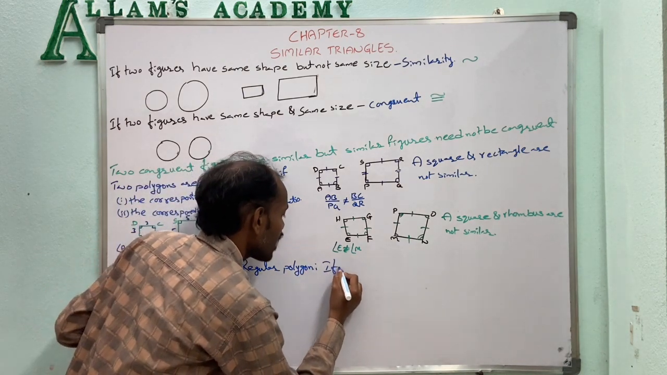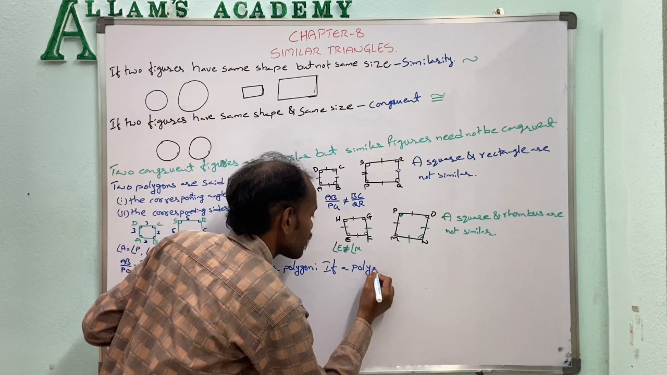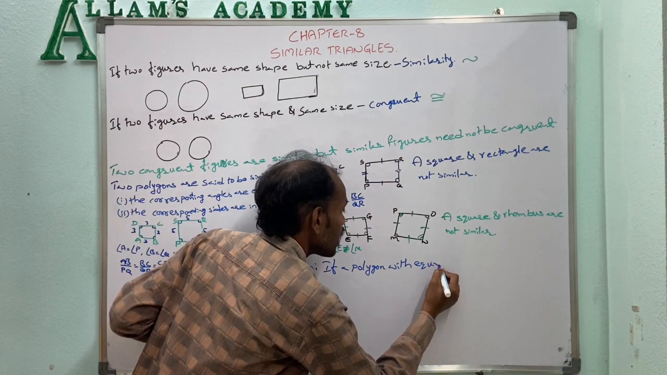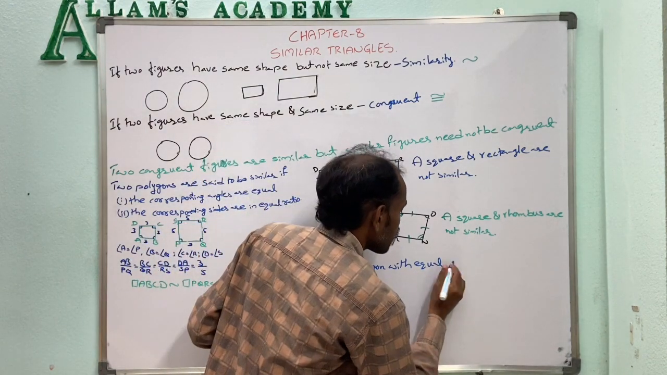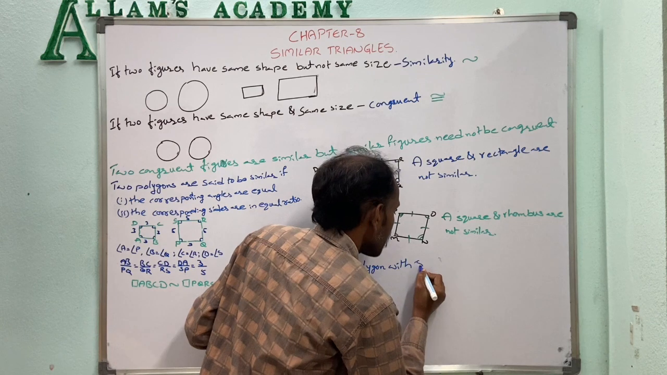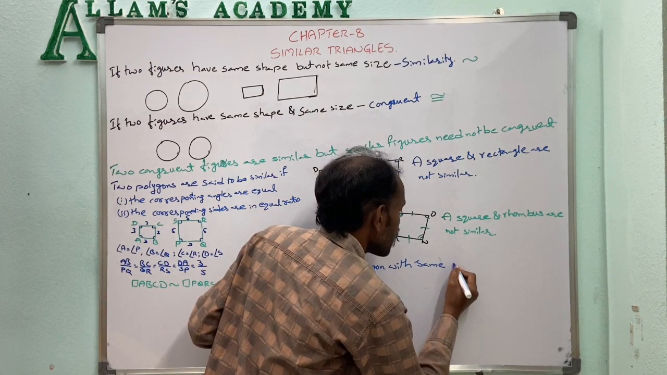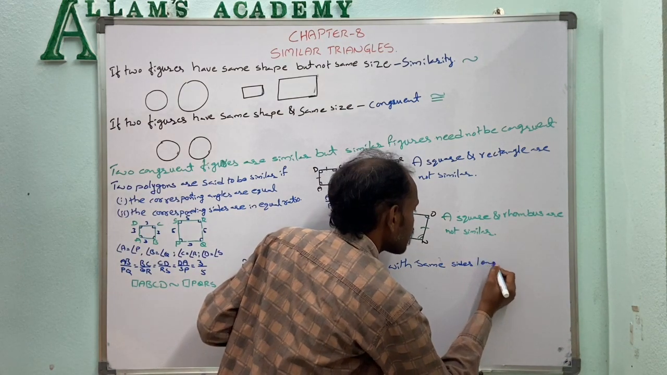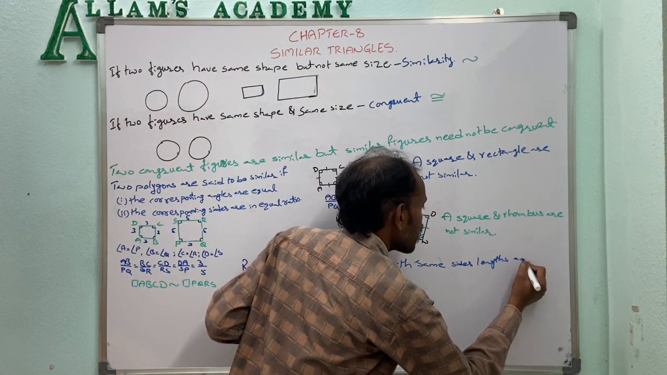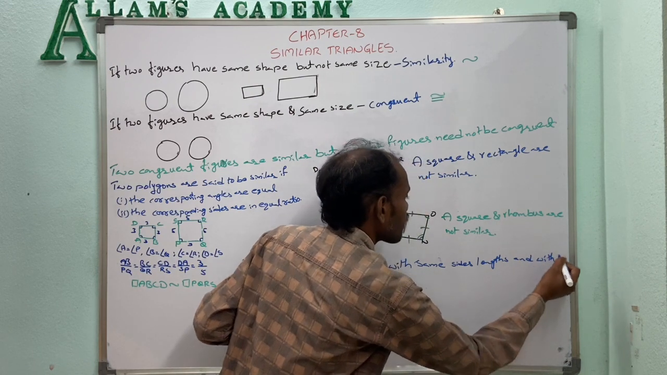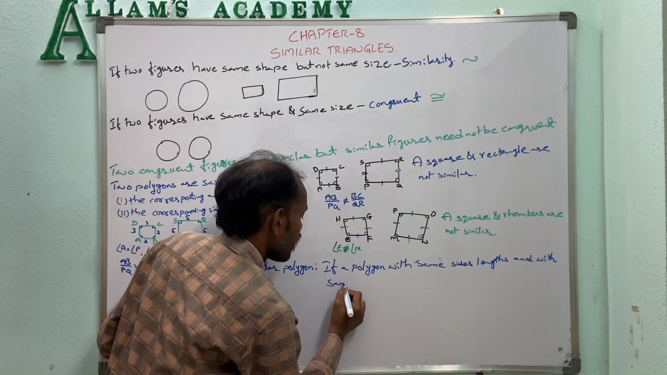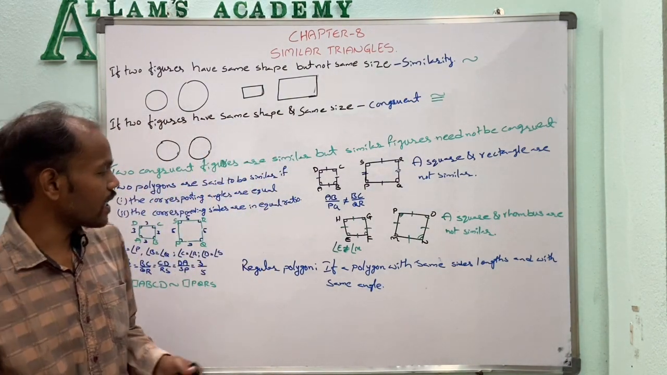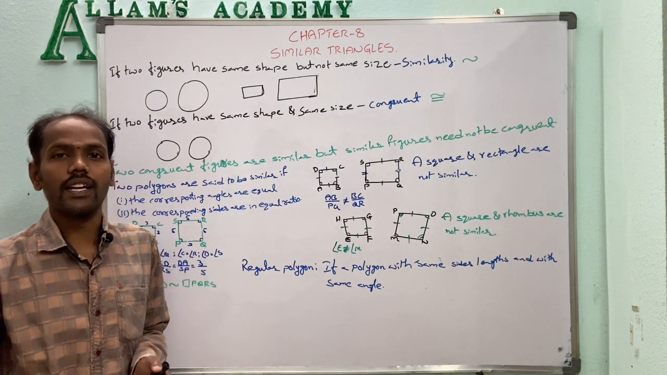If a polygon has equal, so same size, same side lengths and the same angles, then that polygon is called a regular polygon.